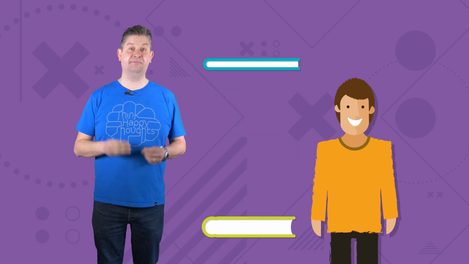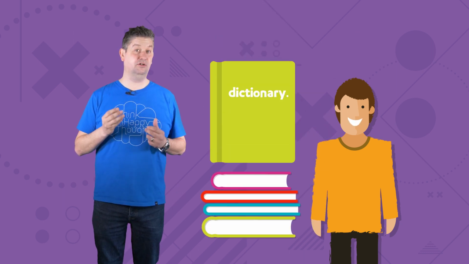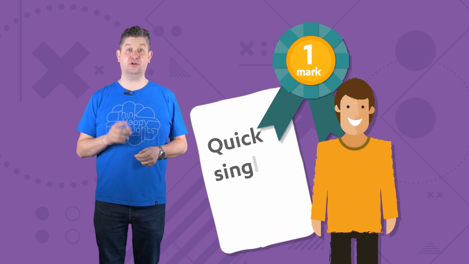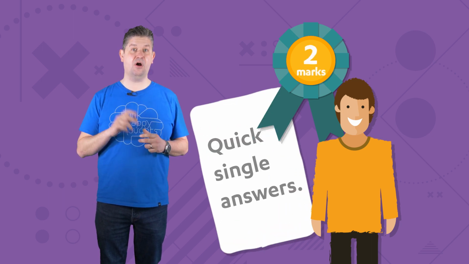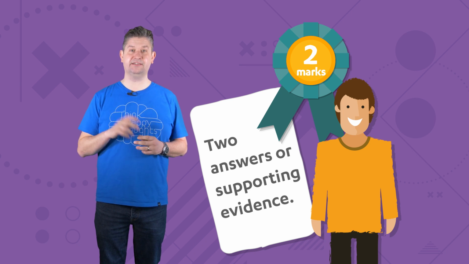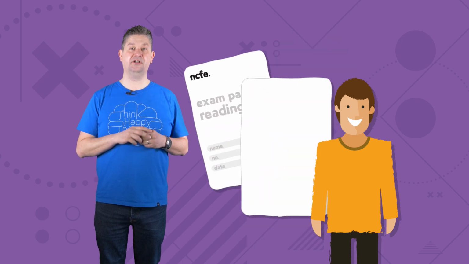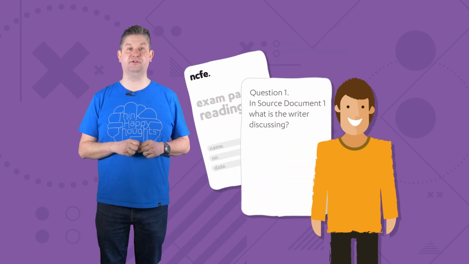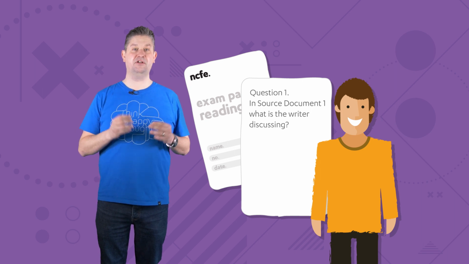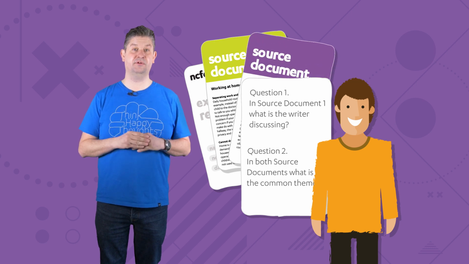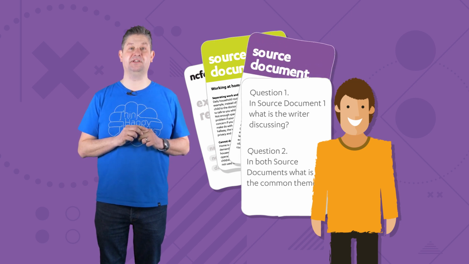Encourage them to use a dictionary if they do not understand what a word means, or to look up keywords. They also need to look at how many marks are available for a question. If there is 1 mark, the examiner is looking for a quick single answer. If there are 2 marks, the examiner is either looking for 2 answers or some supporting evidence to the original answer. Encourage the learner to pick up on what document the question is referring to. If the question says document 1, then use that document, or if it relates to two documents, then use both. You would be surprised at how many learners make mistakes on this.